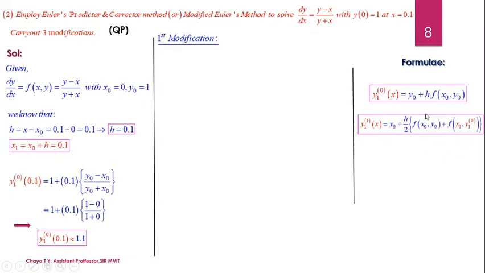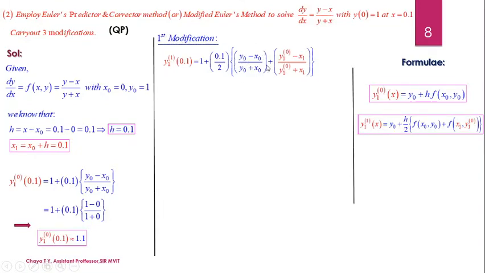Now let us consider this expression, substitute for the requirements and simplify using a calculator. So what are we going to get when we do the same? It is y1 of 1, the value of y1 with the first modification at the step x is equals to 0.1 is, this is y naught value, y naught is 1 plus h is 0.1 divided by 2 into f of x naught y naught.